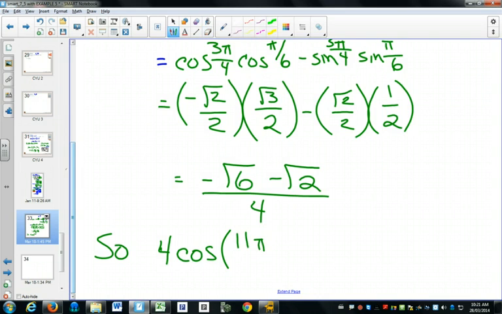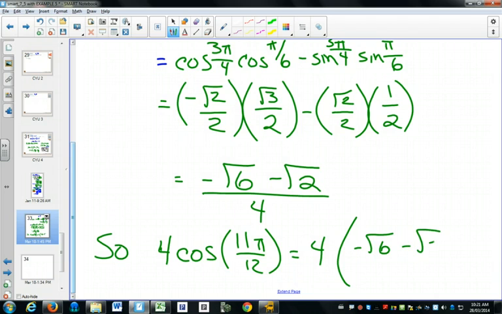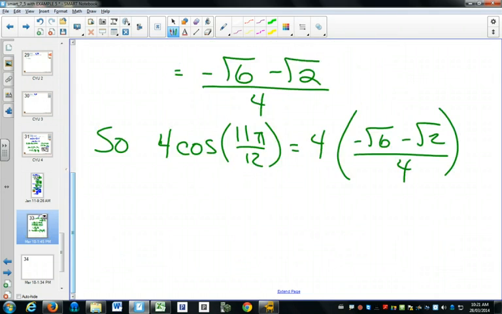So then 4 cos of 11 pi over 12 will equal 4 times negative root 6 minus root 2 all over 4. And those 4's will simplify, and you'll just get negative root 6 minus root 2.